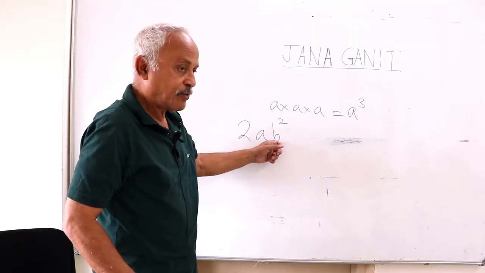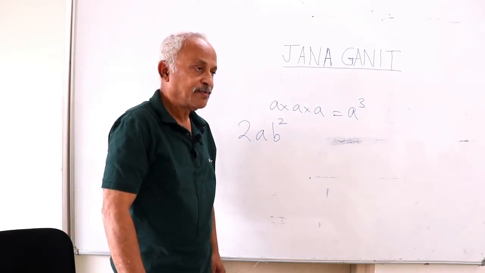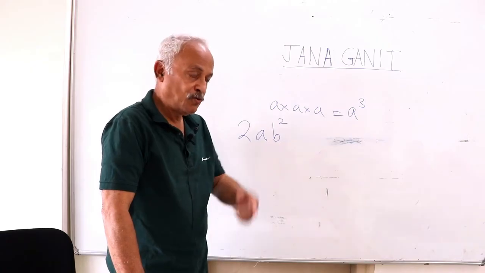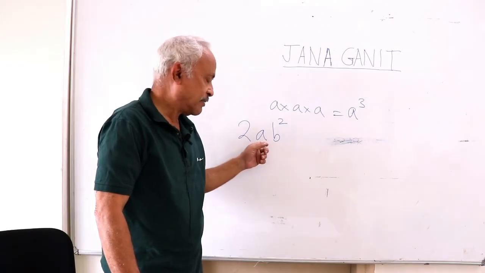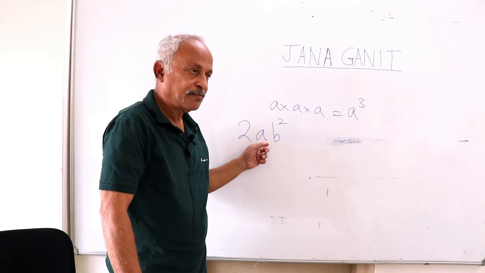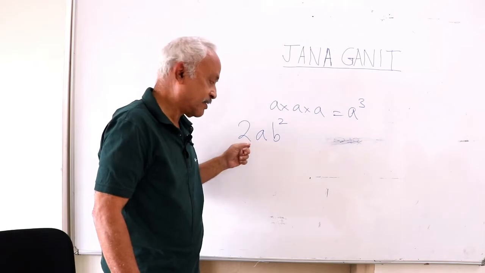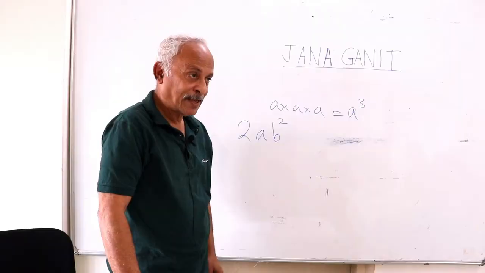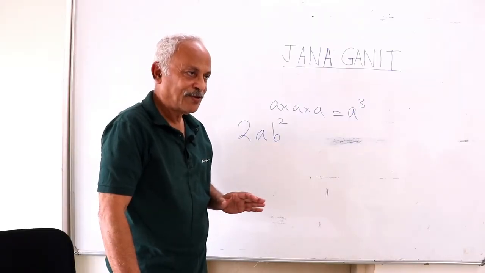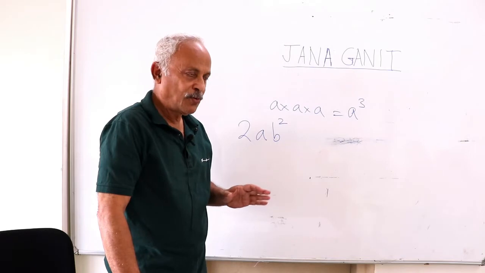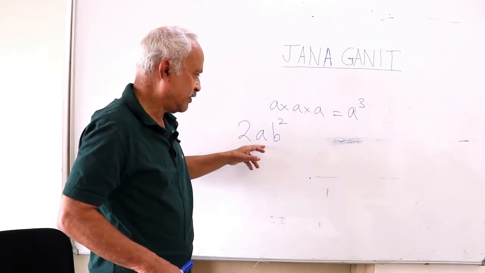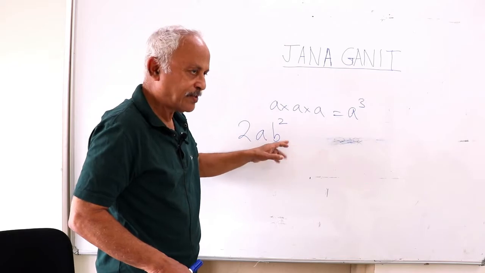Forty-eight. B squared. What is B squared? B into B. Do B into B. What do you get? 16. Multiply by A. 48. And what about this factor? 96. Okay. So 2AB squared is 2 into 3 into 4 into 4, which is 96.